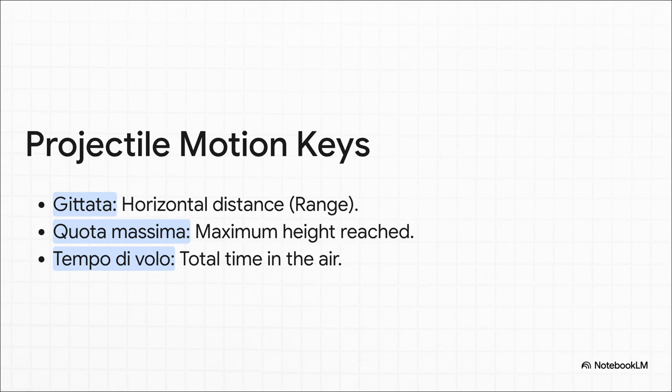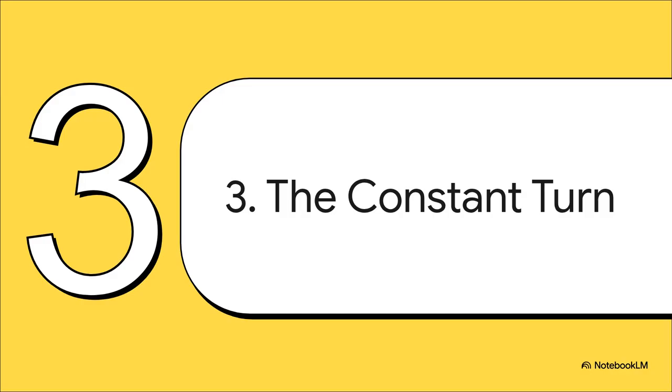And because we understand both parts, we can calculate everything about its journey. Its gittata, which is its total range, its quota massima, the highest point it reaches, and its tempo di volo, the total time it spends in the air. It's amazing, really. Two simple movements creating one complex path. All right, we've handled straight lines and we've handled parabolic curves. But what about just going around in circles?